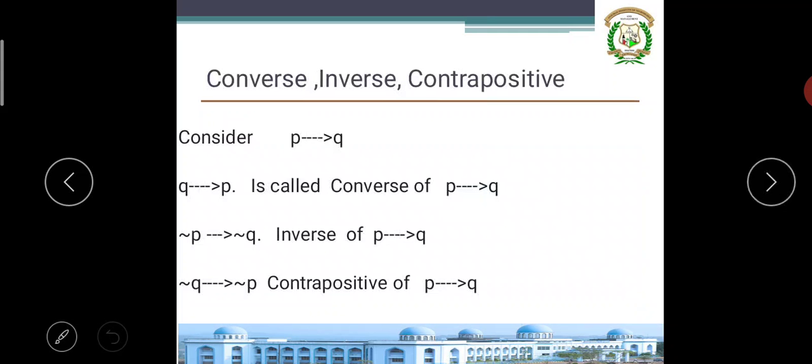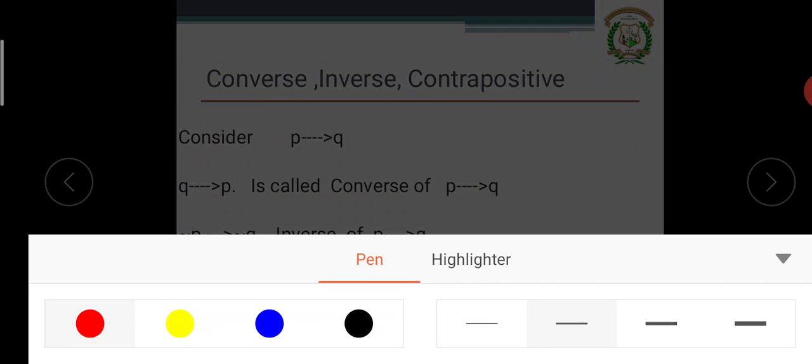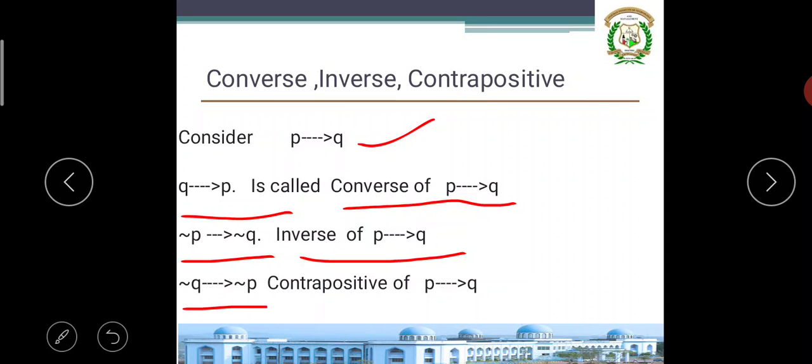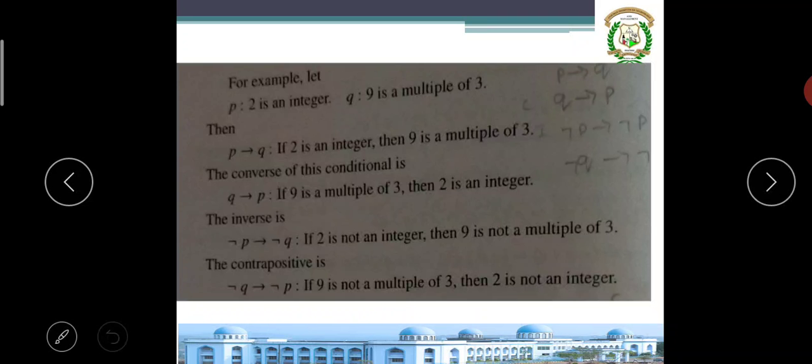Here, the given statement is P implies Q. If I write Q implies P, that is called the converse of P implies Q. If I write negation of P implies negation of Q, that is the inverse of P implies Q. If I write negation of Q implies negation of P, that is called the contrapositive of P implies Q. We will study this with an example.